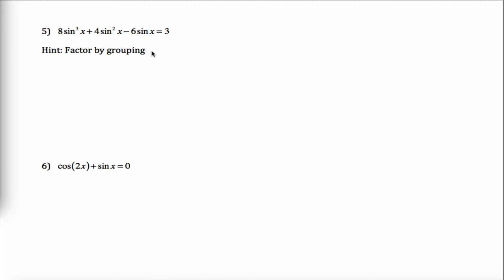You're given this huge mess. You might think you should factor. In fact, you should factor. I even give you the hint. I say factor, but I tell you to factor by grouping. First thing, don't factor unless it's set equal to 0. So subtract 3 from both sides of the equation.